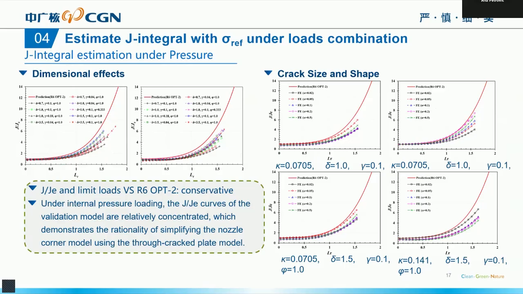This is J integral estimation under pressure. The dimensional effects and the crack size and shape. So the result is J divided by JE and the limit loads versus the R6 option 2. It makes a conservative result. And on the internal pressure load, the curves of the validation model are relatively concentrated, which demonstrates the rationality of the simplified nozzle corner model using the through crack plane model.